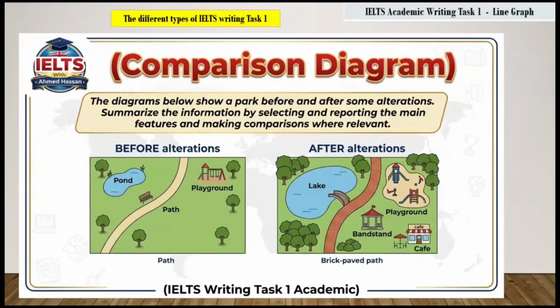Who can read? Can I read? Yes. Okay, comparison diagram. The diagrams below show a park before and after some alterations. Summarize the information by selecting and reporting the main features and making comparisons where relevant. It means you should compare between them. Pond, lake, playground, path, the components of both diagrams, you should show what happened before and after.